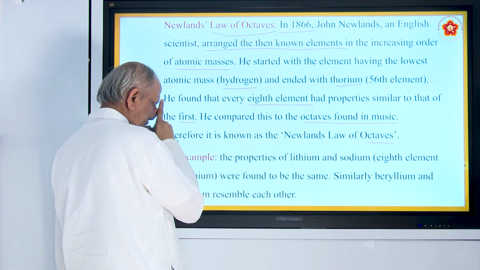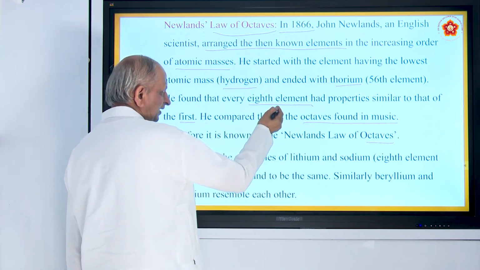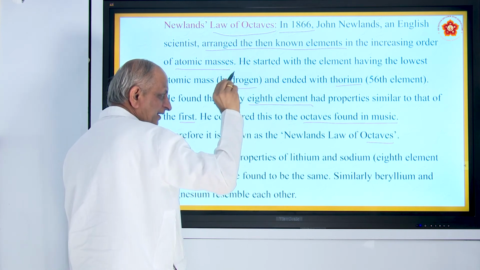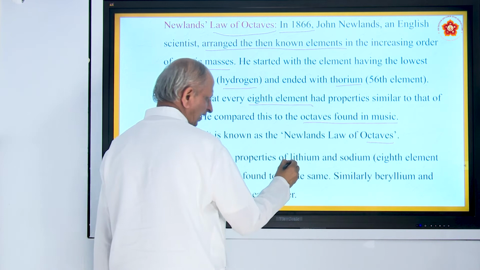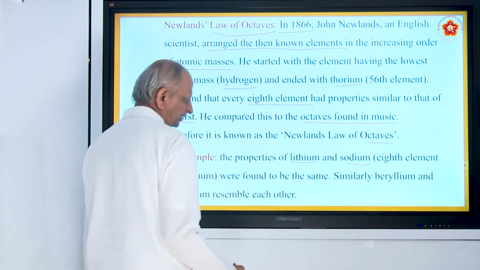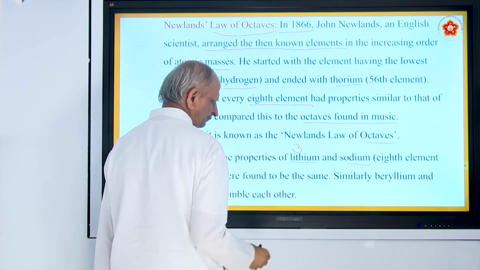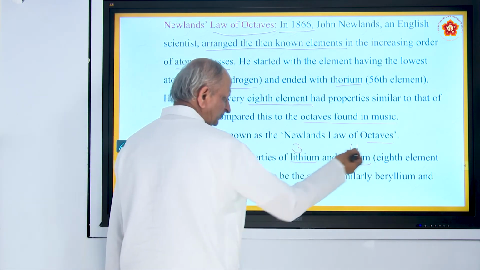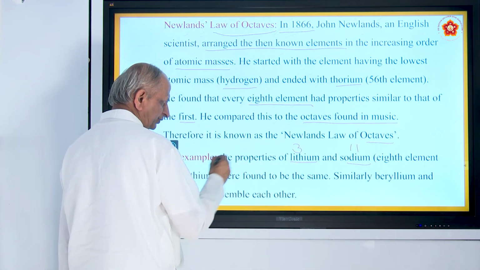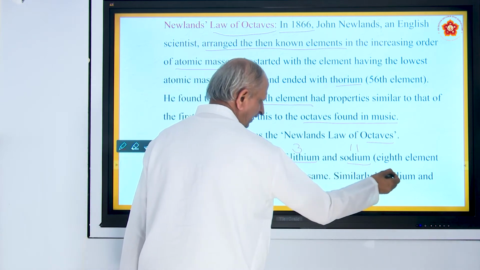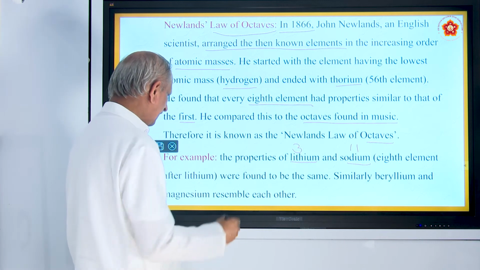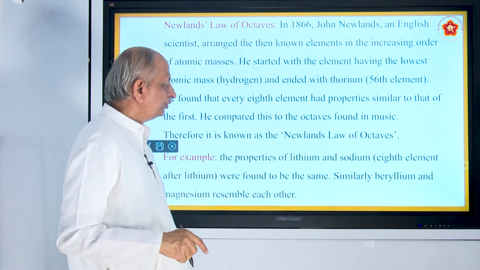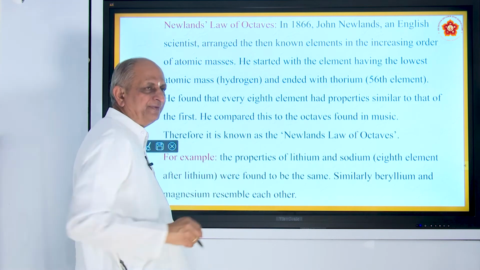So what does the law say? The law says that the eighth element resembled the first element when they are arranged in the increasing order of atomic masses. For example, lithium and sodium. Lithium is atomic number 3. Sodium is atomic number 11. So 3 plus 8. So the eighth element after lithium is sodium. They were found to be similar, as were beryllium and magnesium. They also resembled each other. That's what he found. It's a new way of representing the classification. So this is another way of classification.